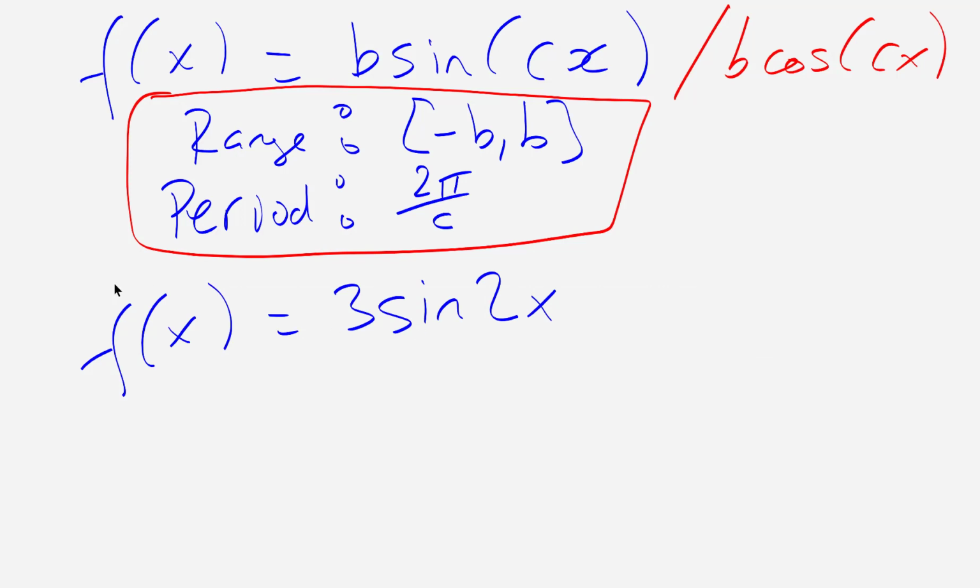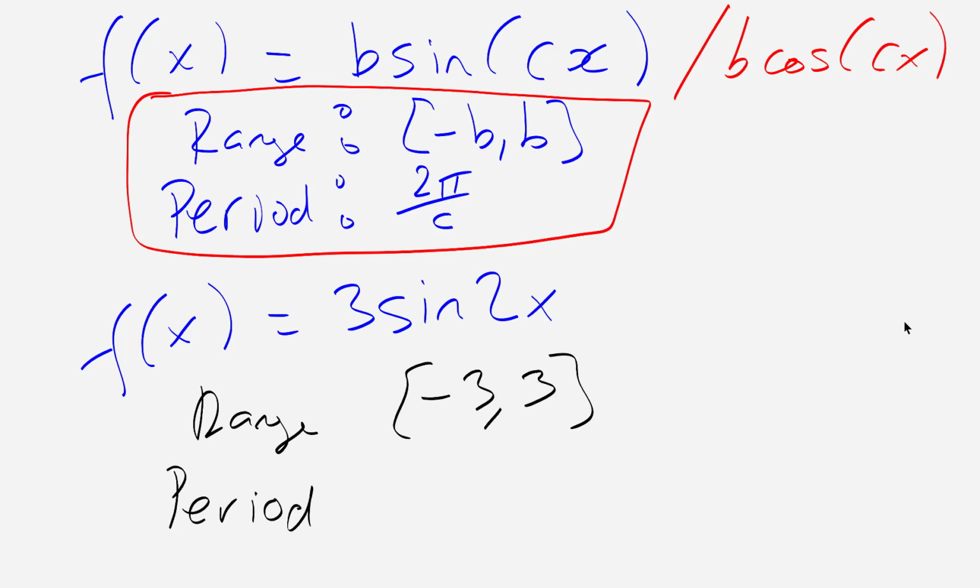If I wanted to graph the function 3 sine 2x, what would I need to understand? I would need to understand, first of all, that the range in this case would be from -3 to 3, and the period in this case would be 2 pi divided by c, which is 2, so that's pi. So the range would be from -3 to 3, and the period would be pi.